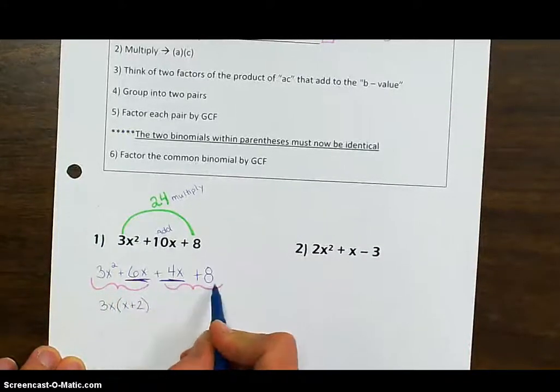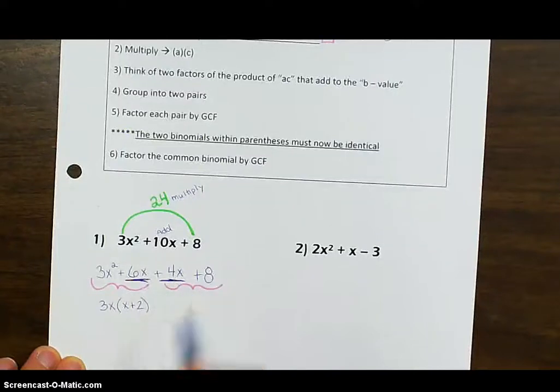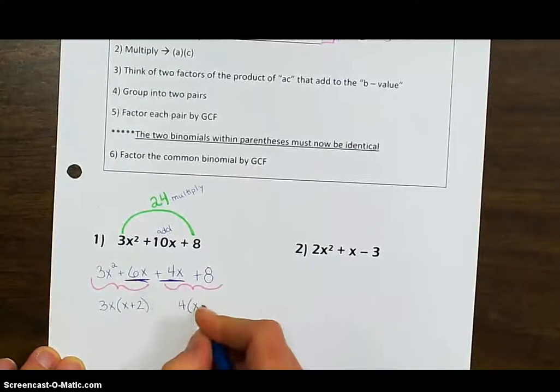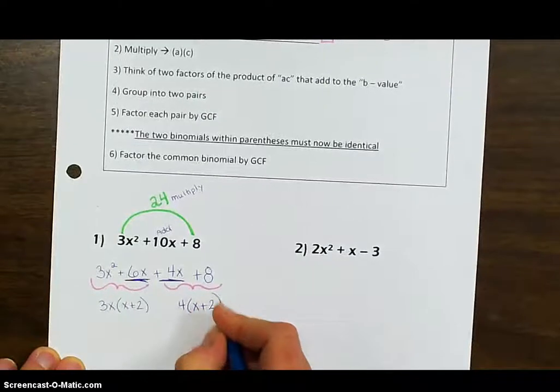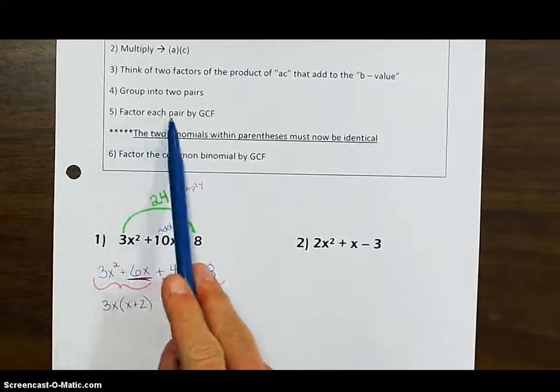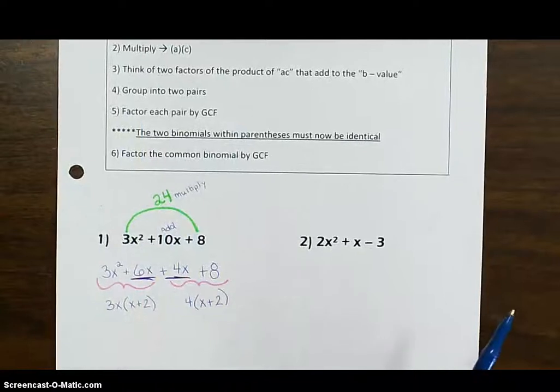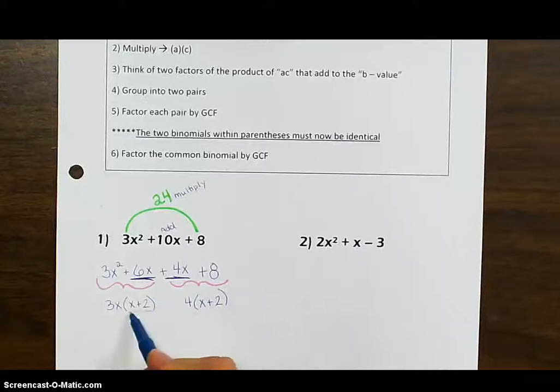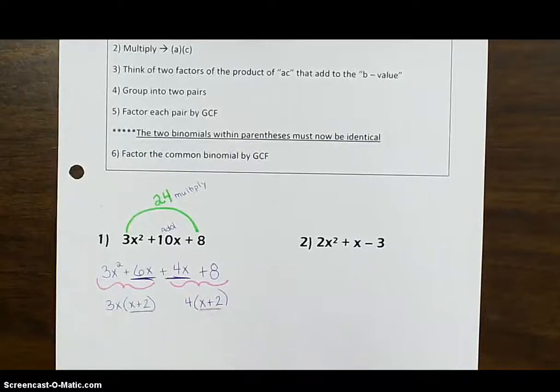Now I'm going to use GCF over here. 4x and 8, the GCF is a 4, and then I'm left with x plus 2. So that was step number 5. Factor each GCF. Now, let's see. Do you notice that both of your parentheses are the same? That's not a fluke. That's because we wanted that to happen.